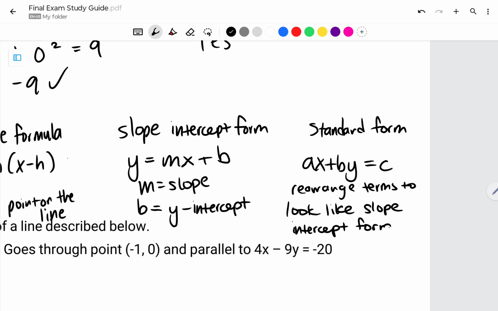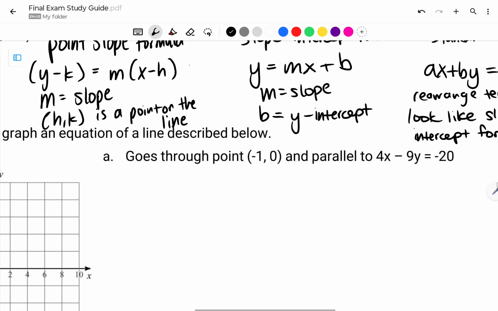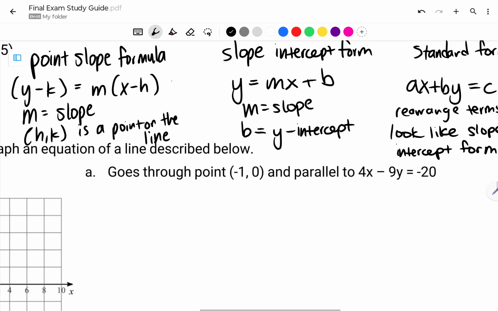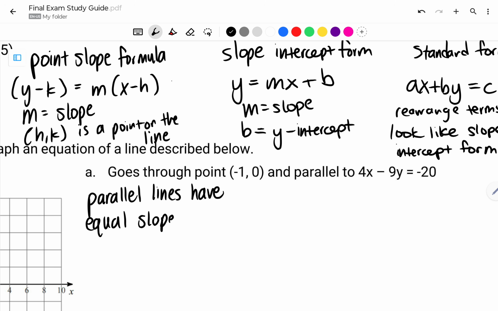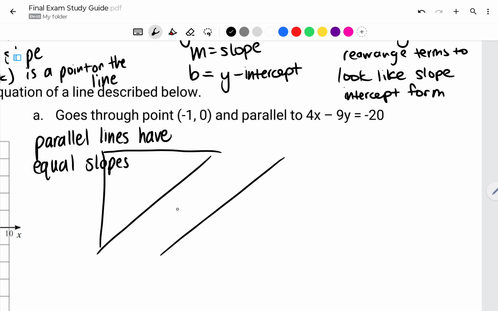All right, so let's do this. I want a line that goes through this point and it's parallel to this. This is something we have to remember. Parallel lines have equal slopes, right? We did this in the book where we actually proved this. If we have one line and another line parallel to it, the slope is going to be the same. The rise over run is exactly the same, okay?